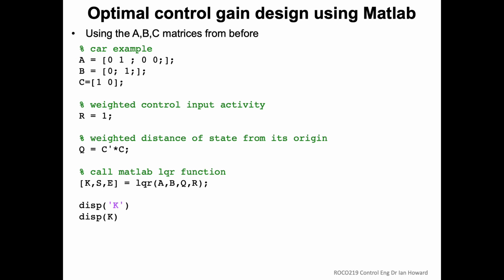So that's very simple to do in Matlab. We put the A in, the B, the C in. We tell it what the R is. We tell it what the Q is. We just call linear quadratic regulator with A, B, Q and R, and out pops the same value as we had before, which is always a nice thing to see.